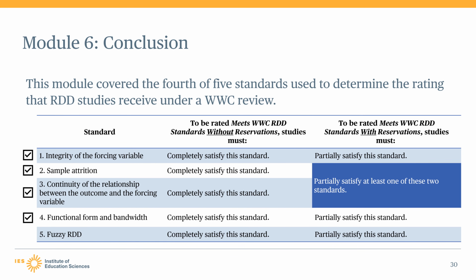Recall that there are 5 total standards which determine a study's overall rating. You are now familiar with 4 of the 5 standards. For a study to receive a rating of meets WWC RDD standards without reservation, a study must completely satisfy the functional form and bandwidth standard. For a study to receive a rating of meets WWC RDD standards with reservations, a study must partially satisfy the functional form and bandwidth standard. A study that fails to satisfy the functional form and bandwidth standard will receive a rating of does not meet WWC RDD standards.